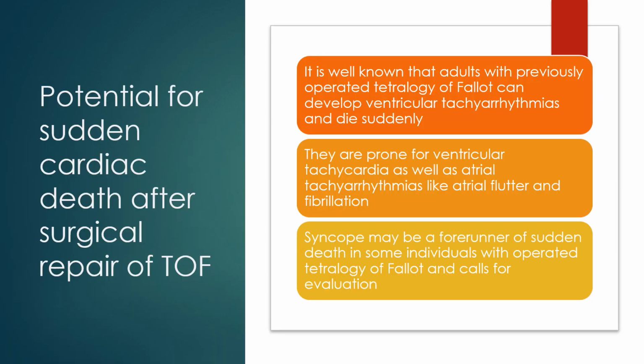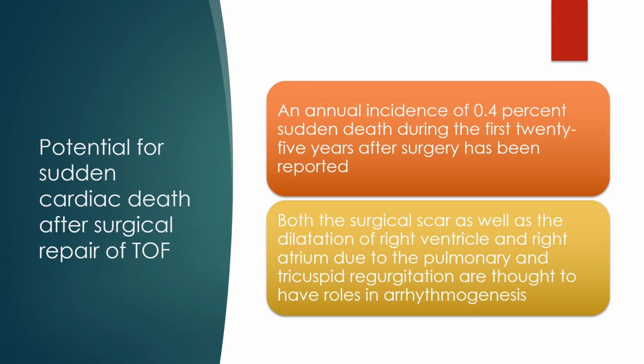It is well known that adults with previously operated Tetralogy of Fallot can develop ventricular tachyarrhythmias and die suddenly. They are prone to ventricular tachycardia as well as atrial tachyarrhythmias like atrial flutter and fibrillation. Syncope may be a forerunner of sudden death in some individuals with operated Tetralogy of Fallot and calls for evaluation. An annual incidence of 0.4% sudden death during the first 25 years after surgery has been reported.